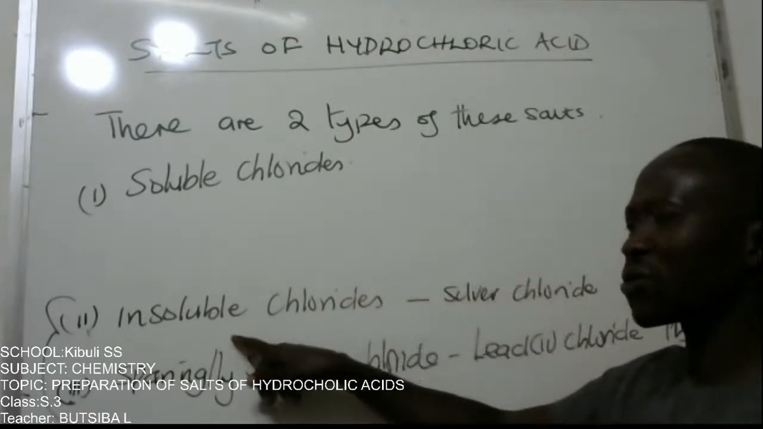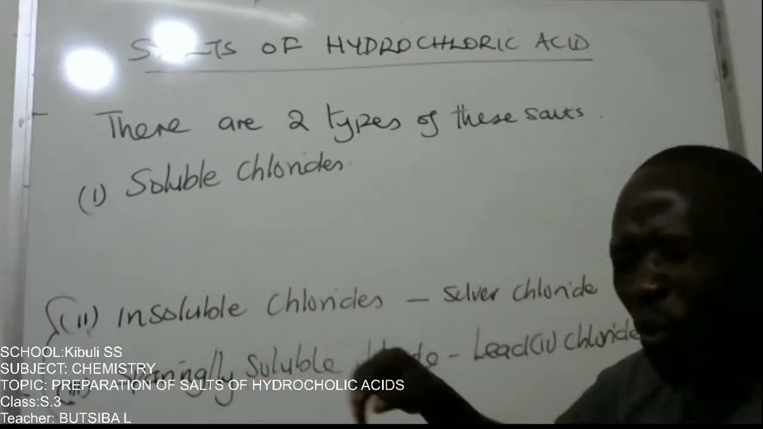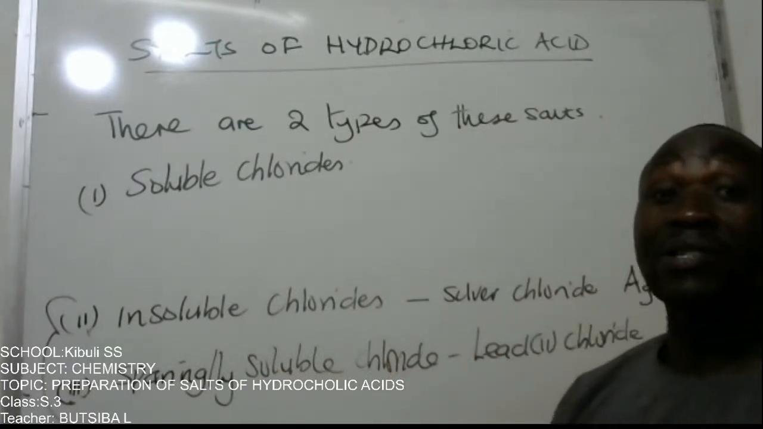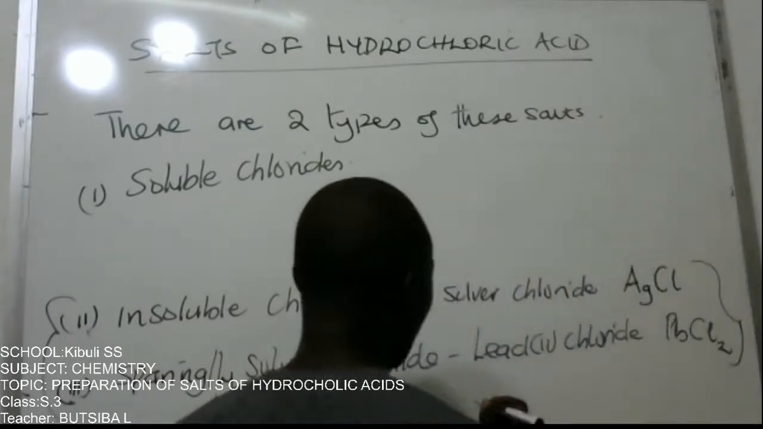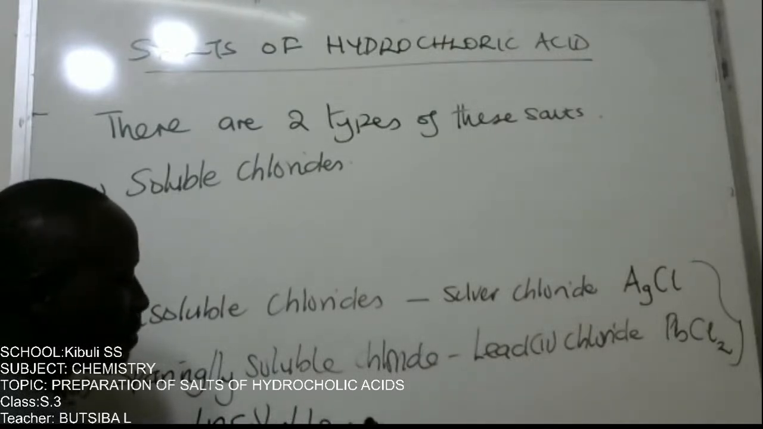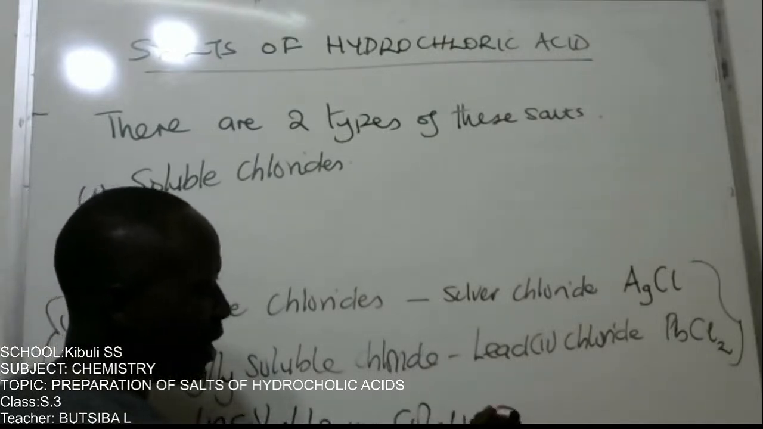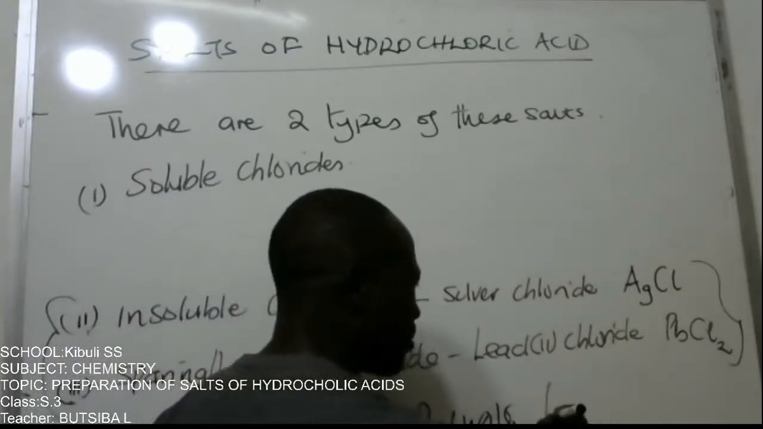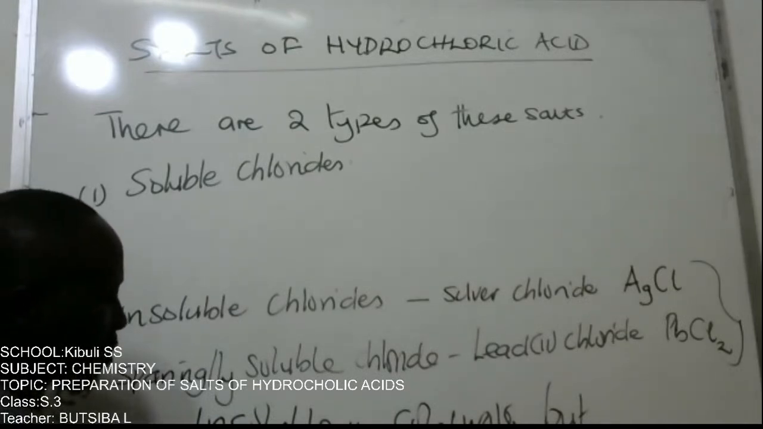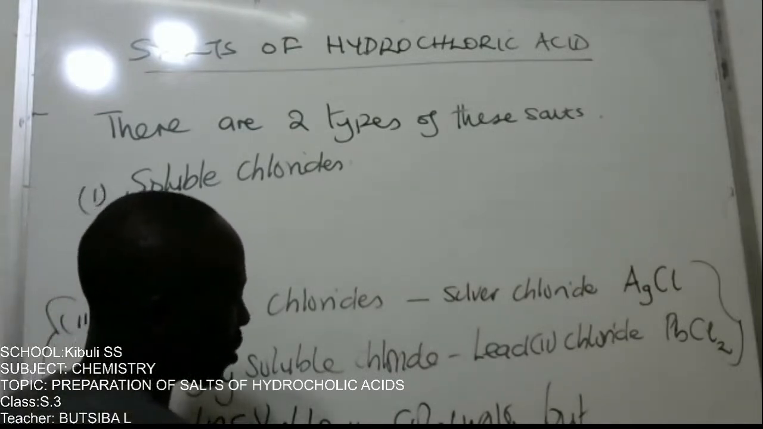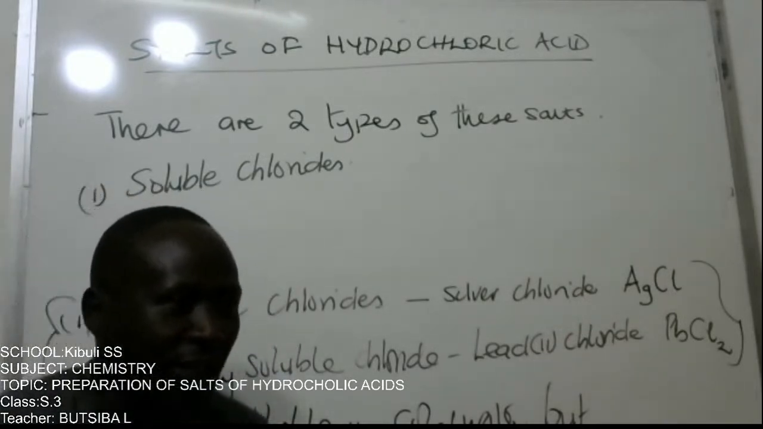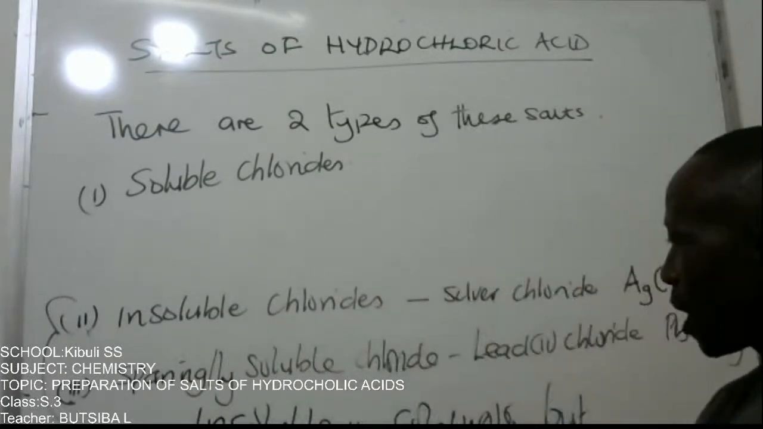However, among the insoluble salts, I want to clarify that one dissolves to a very small extent. So lead 2 chloride is slightly soluble. And we shall note that this salt, particularly, is insoluble in cold water, but it dissolves in hot water. So I am right to call it insoluble if we are looking at cold water at ordinary temperatures.